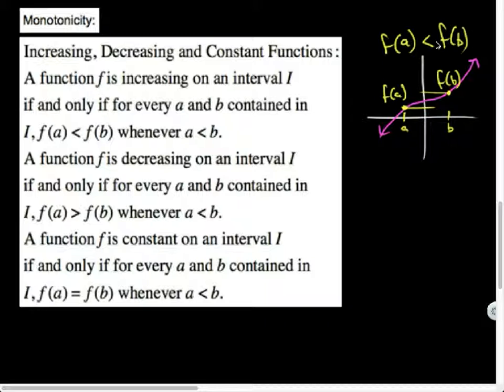So, and then I also describe decreasing. So we've got increasing, decreasing, and then constant. And of course, in a constant function, the y values are the same all the time.